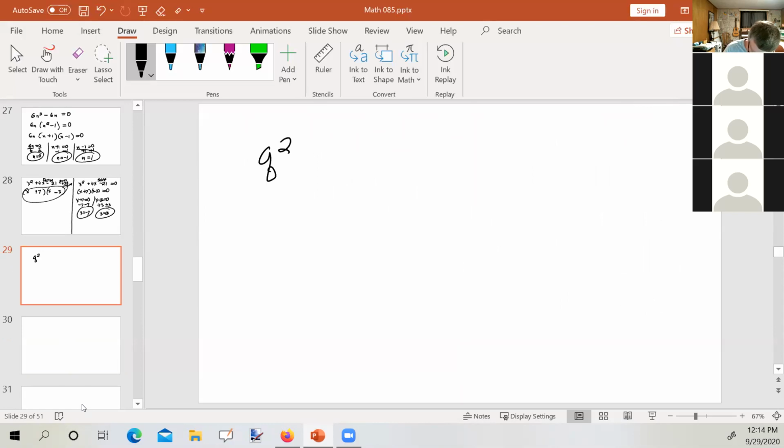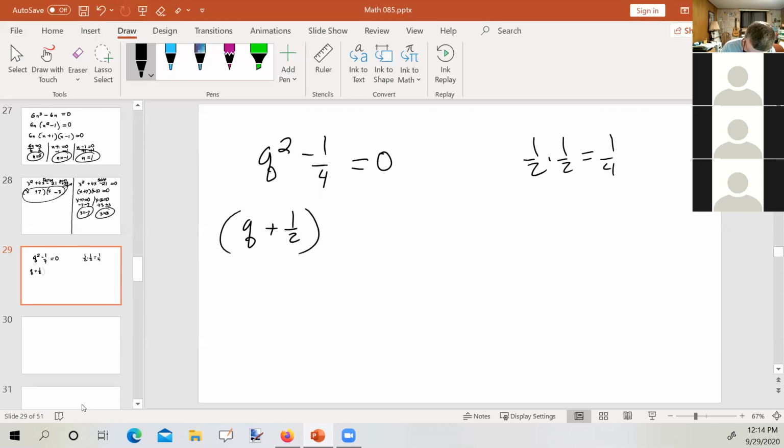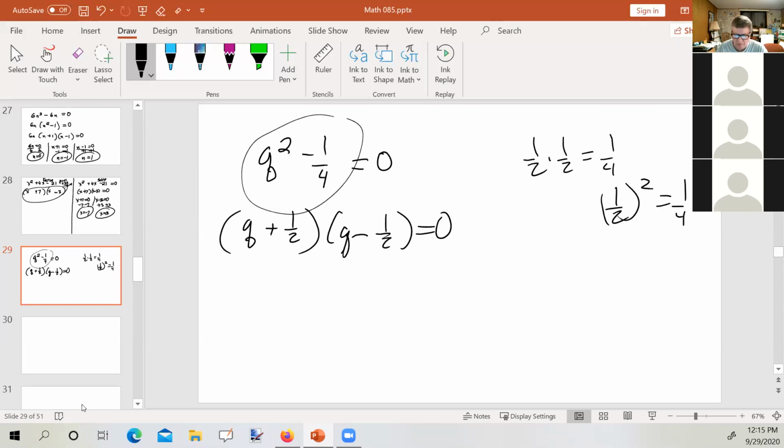Q squared minus 1/4 equals 0. Well, this is a second degree equation in standard form. Is that the difference of two squares? Q squared is a square. Is 1/4 a square? What's 1/2 times 1/2? That's 1/4, right? So yeah, we've got Q plus 1/2, Q minus 1/2, because 1/2 squared equals 1/4. So this is the difference of two squares.